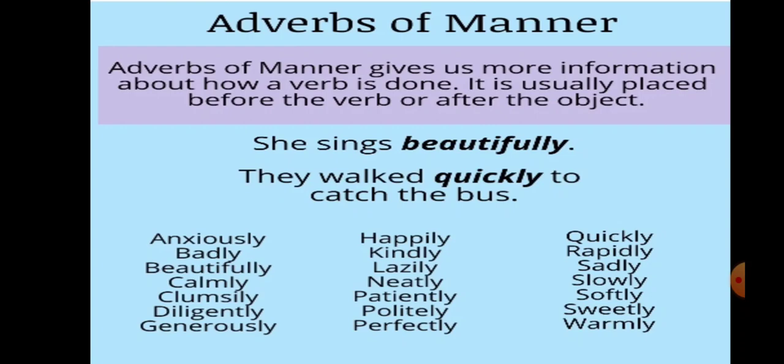Downside, as you can see, a few words are given, that is anxiously, badly, beautifully, calmly, clumsily, diligently, generously, happily, kindly, lazily, neatly, patiently, politely, perfectly, quickly, rapidly, sadly, slowly, softly, sweetly, warmly. All these words are adverbs of manner. So you can use these words to make sentences.